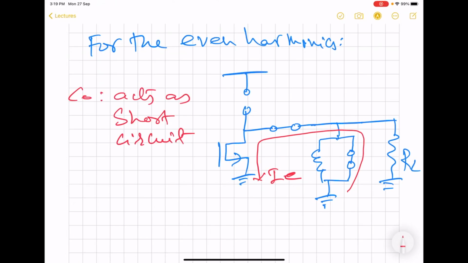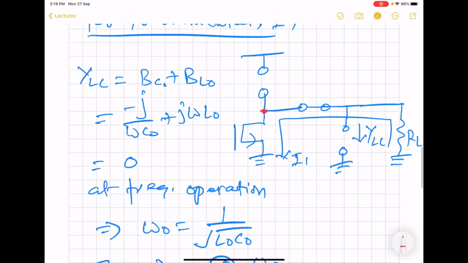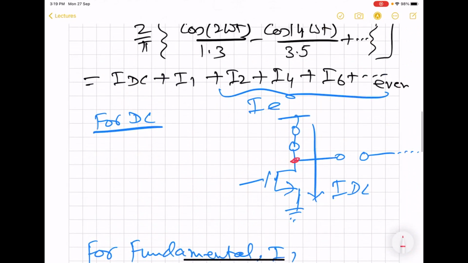So since this is a short circuit, that implies that any even harmonics will not be able to generate any voltage. So voltage generated by even harmonics is going to be 0. So the drain voltage that we will see here is going to be the sum of the drain voltages contributed for all these three cases. So for DC, the drain voltage is going to be VDD, same as the supply VDD.